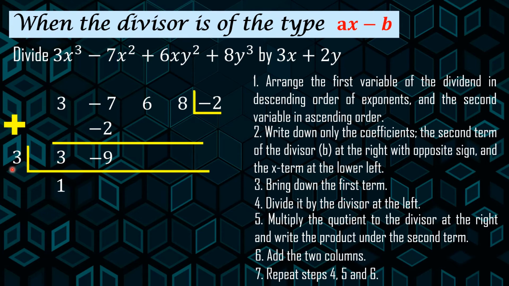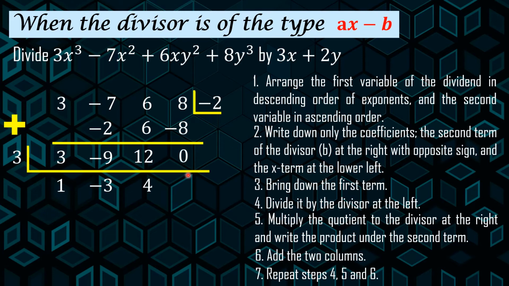Negative 9 divided by 3 is negative 3, and then multiply. Negative 3 times negative 2 is positive 6. Dito natin ilagay ang positive 6, and then add. 6 plus 6 is 12. So, dito natin ilagay yung 12. Again, divide times add. So, let us divide. 12 divided by 3 is positive 4. Multiplied it by negative 2 will be negative 8, and then add 8 plus negative 8 is 0.